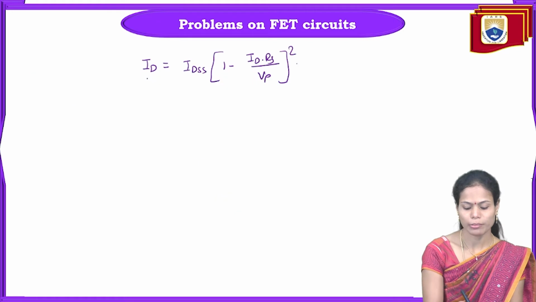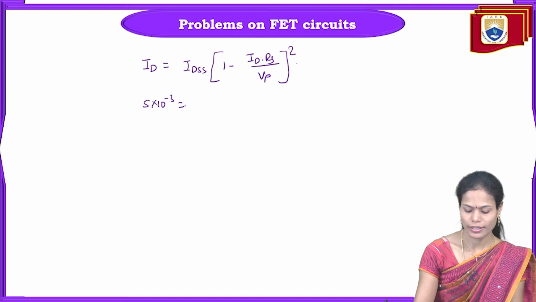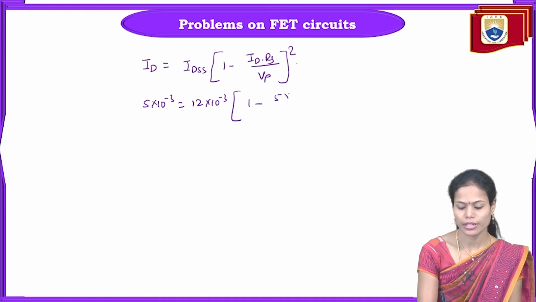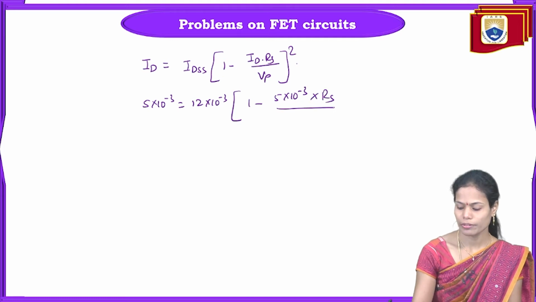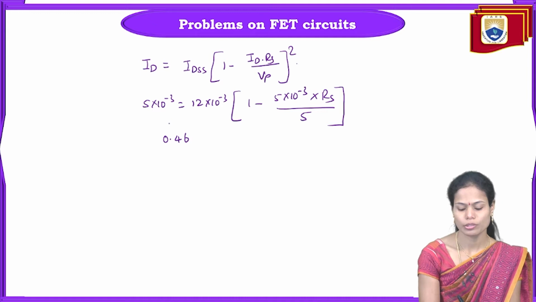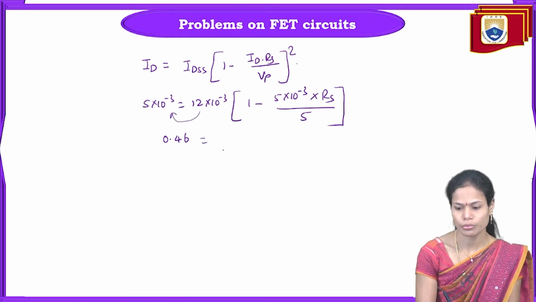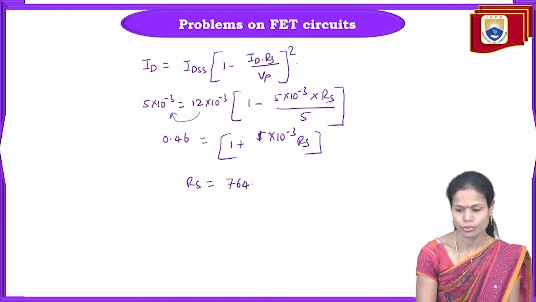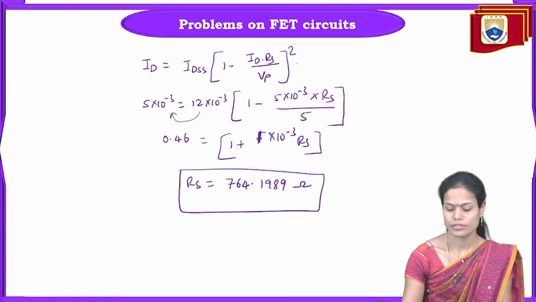The ID current value is given, that is 5 milliamps, 5 into 10 power minus 3, and the IDSS value is 12 milliamps, 12 into 10 power minus 3, 1 minus, again drain current is 5 milliamps, we don't know the value of RS, and the Vp value is also given, that is 5 volts. So these are the given values. From this we need to calculate the source resistance. So here we will get, if we take this term to the left side, 0.46 is equal to 1 plus 1 into 10 power minus 3 into RS. Okay. So from this, if we simplify, we will get the RS value as 764.1989 ohms. So this is the source resistance. This is the first parameter asked in the problem.